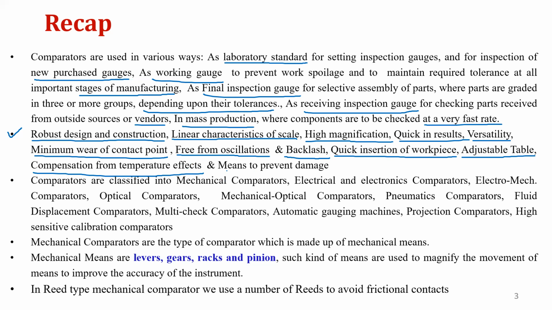And there should be a means to prevent damage. Even if the plunger moves through a greater distance than that corresponding to the range of its measuring scale, the comparator should not be damaged. So these are the characteristics of a good comparator.